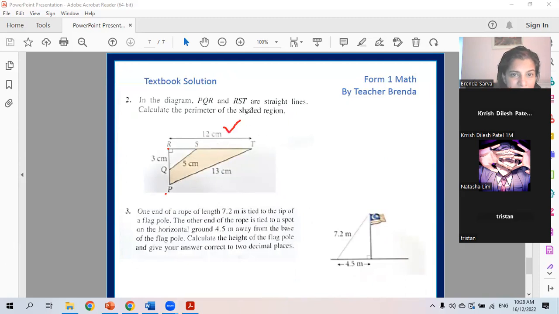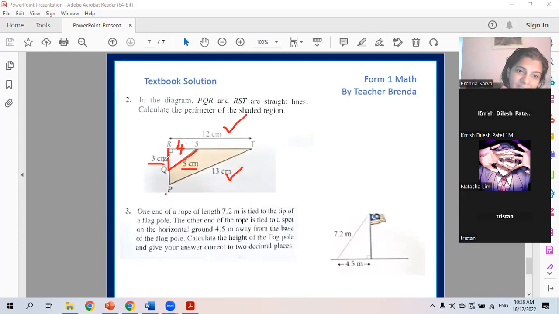RST. Okay, good. This is 12. This is 3. This is 5. This is 13. Do you remember the triple Pythagorean, the earlier ones that you learned? 3, and this will be surely 4 and 5. Now, if you don't believe me, you can go.